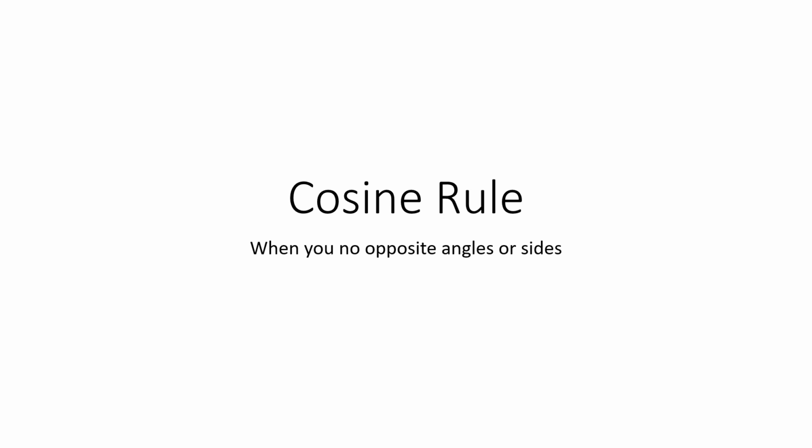What do I mean by that? So let's say we have a triangle. We are given x, y, z, but we are not given any angle. So we cannot use sine rule. So instead, if you want to find any of the angle, we have to use cosine rule.